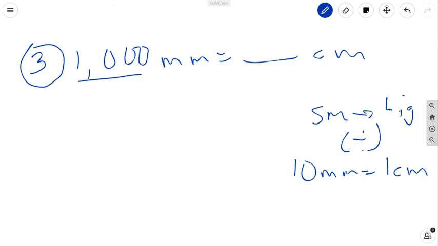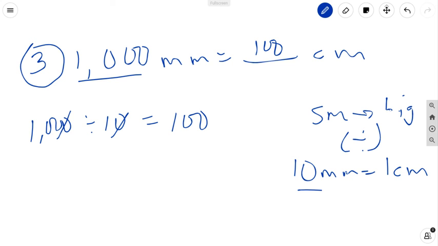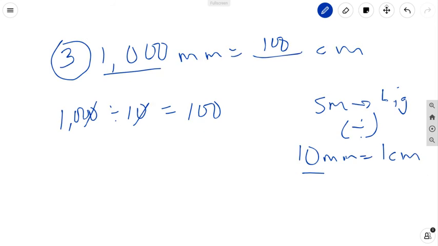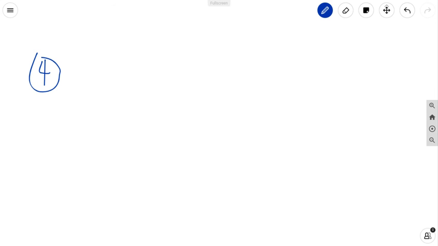So we're going to divide 1,000 by 10. And cross off 1 zero in the divisor. It means I can cross off 1 in the dividend, and I'm left with 100. So I have 100 centimeters. All right, let's try number 4. We have 3 kilometers, and we want to convert it to meters.